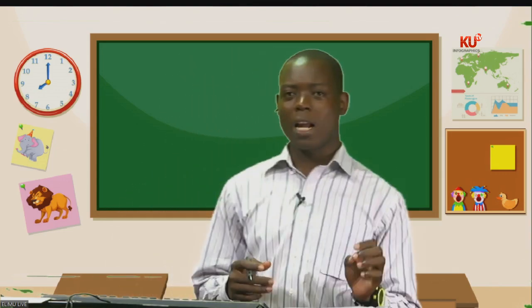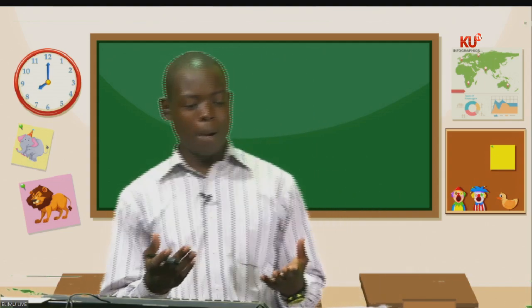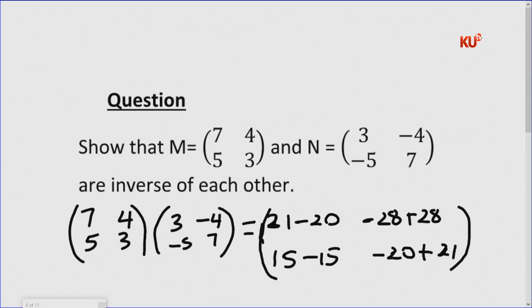And we are concluding, yes, indeed, that M and N are inverse of each other. The reason being the product of M and N is an identity matrix, which is 1, 0, 0, 1. Therefore, students, I hope that so far you are following and you are able to understand what we are talking about, the inverse of a matrix.